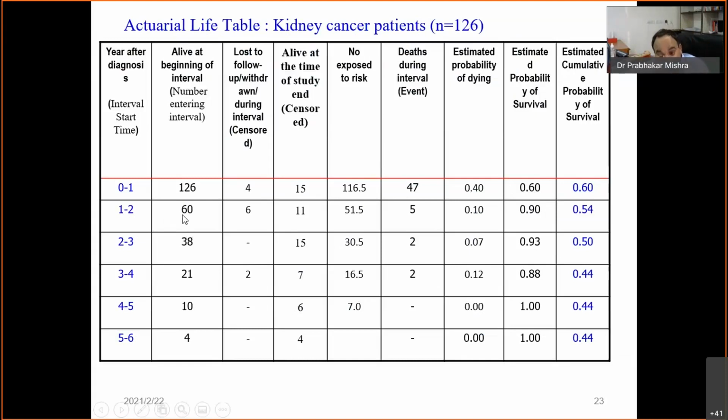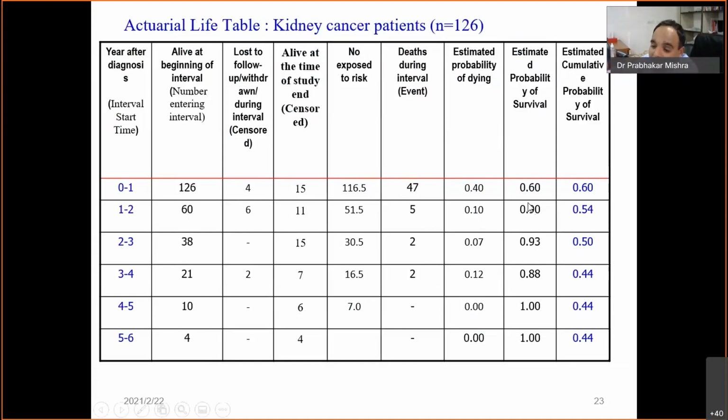Now see, the next year: 19 patients censored and 47 died. So 19 plus 47 is 66. So 126 minus 66 equals 60. Now, of these 60, 11 plus 6, that is 17, were censored, so 17 by 2 is 8.5. 60 minus 8.5 is 51.5. 5 died. 5 divided by 51.5 equals 0.10. And 1 minus 0.10 is 0.90, which is the survival probability.